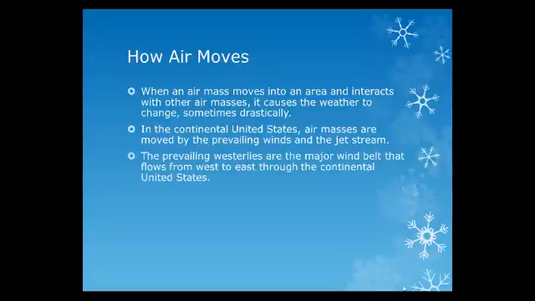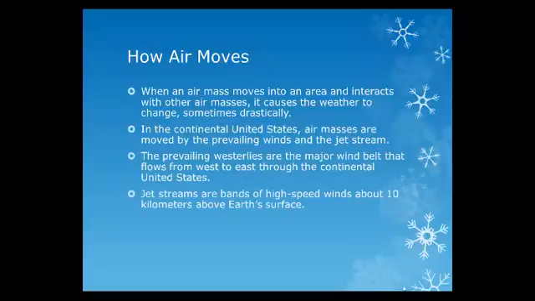The prevailing winds where we live are the westerlies. They are created due to the uneven heating of our planet and Coriolis. So the prevailing winds in the United States move from the west to the east, moving air masses with them from west to east. The jet stream is another thing that moves air. The jet stream is a band of very high-speed wind, about 10 kilometers off of our surface. The jet stream moves from west to east.